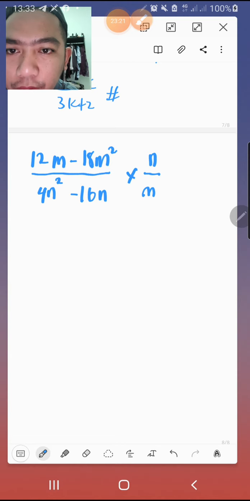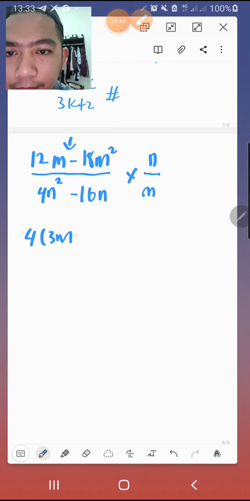So this is the example, 12m minus 18m square over 4n square minus 16n times n over m. So first of all, you can factorize. As usual, factorize this algebraic expression, 12m and negative 18. So try 4 times 3m. Okay, cannot be 4. Try to use 6m minus 6 times 3m, right?